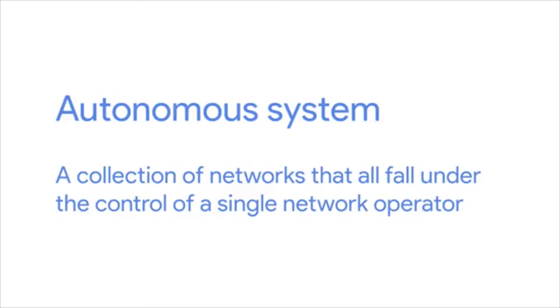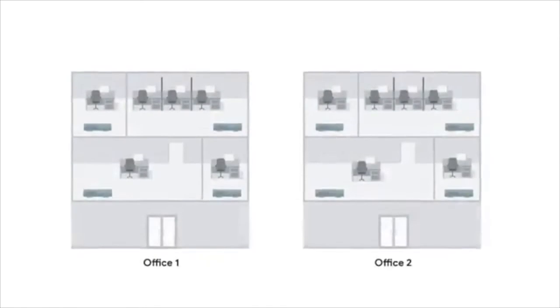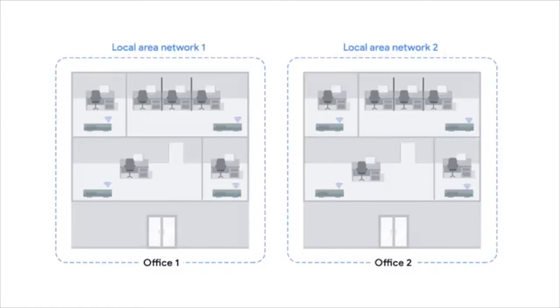In networking terms, an autonomous system is a collection of networks that all fall under the control of a single network operator. The best example of this would be a large corporation that needs to route data between their many offices, each of which might have their own local area network. Another example is the many routers employed by an internet service provider whose reaches are usually national in scale.